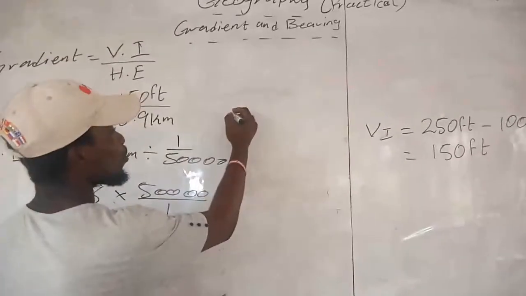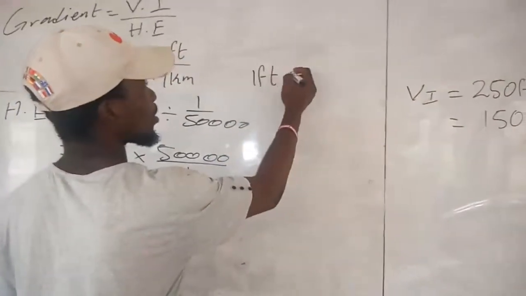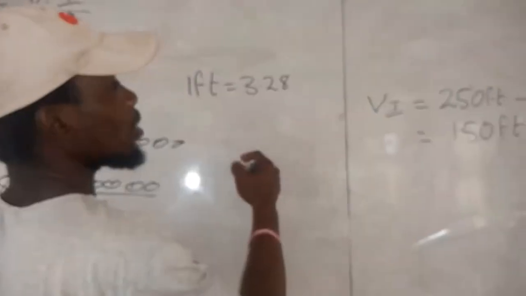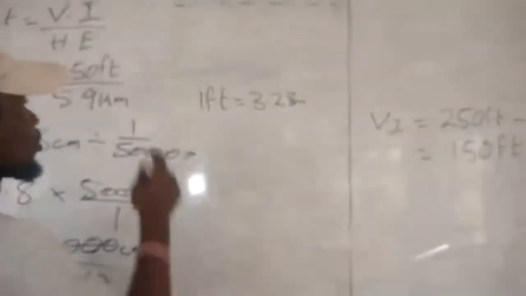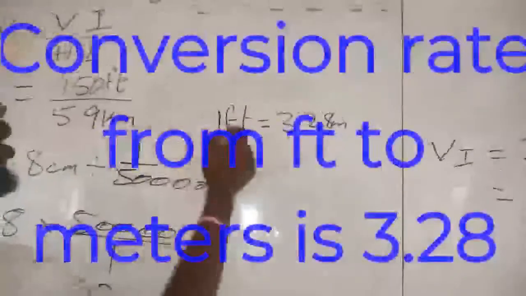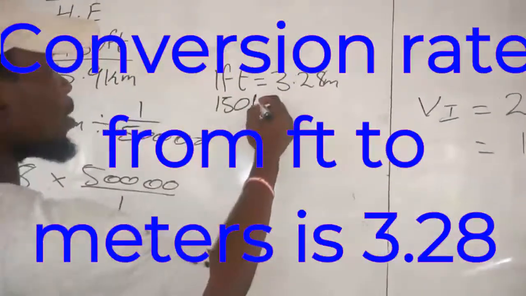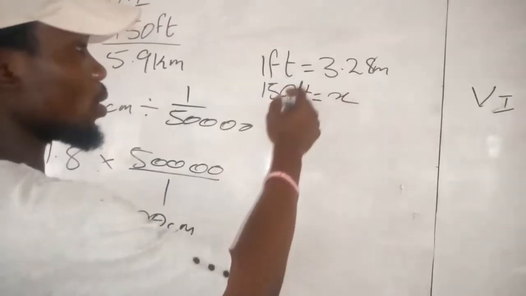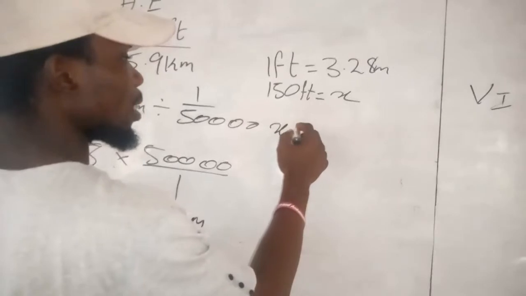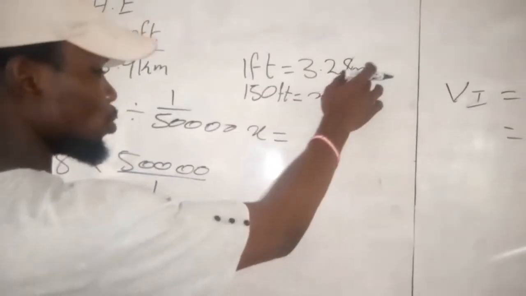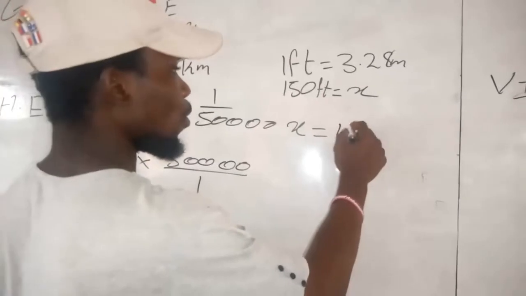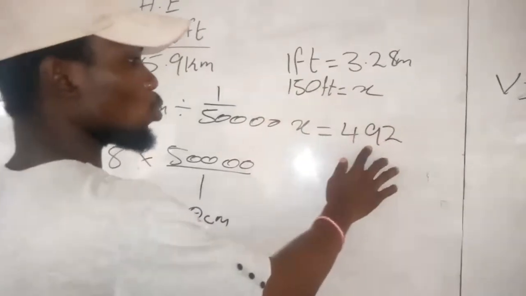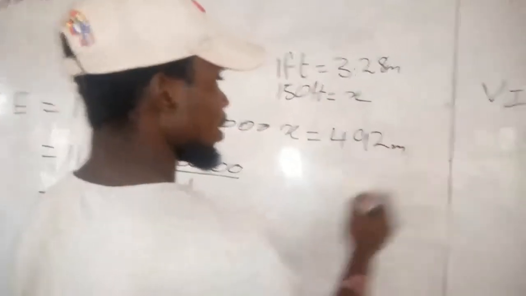And we know that 1 foot is equal to 3.28 meters. Okay, so if 1 foot is equal to 3.28 meters, how many meters will 150 feet give us? You do a cross multiplication. 1 times x is x, equals 150 times 3.28. Our calculator gives us 492. So that means that 150 feet is equal to 492 meters.